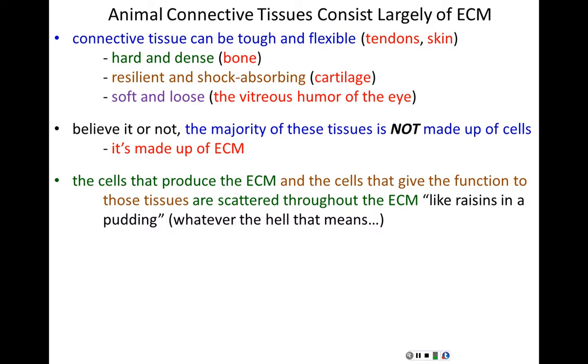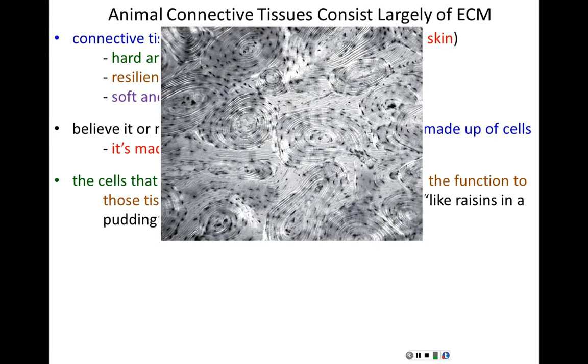So the cells that produce the ECM are scattered throughout these tissue types, scattered throughout the ECM, and the textbook says scattered like raisins in a pudding. I'm not really sure what that means, but I thought it was an interesting way to describe it. Here what we're looking at is epithelial tissue, I believe, but you're seeing mostly ECM. Everything that looks pretty faint is ECM. Those dark ovals, those dark spots that you see, those are the cells of this tissue. Most of those are ECM-secreting cells, but as you look at this figure, you see that the cells don't really make up the majority of what you see. The majority of what you see is ECM.